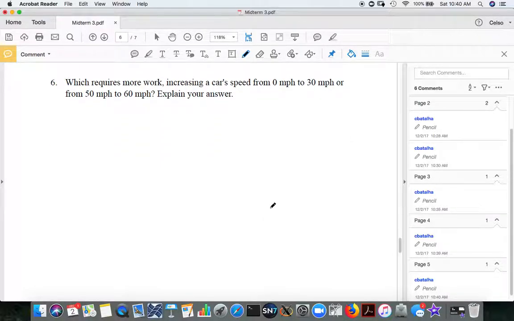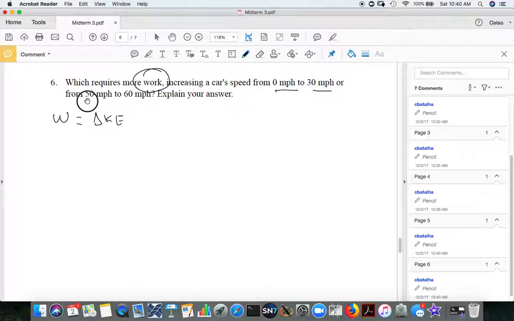Which requires more work: increasing the car speed from 0 to 30 or from 50 to 60? So how do you know that? Well, we want to find work. So the definition of work is change in kinetic energy. So you have first to convert to the international system, which I recommend. You have first to convert these speeds to meters per second, to stay on the safe side.